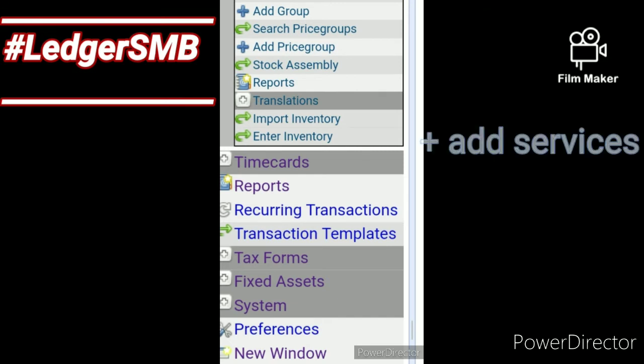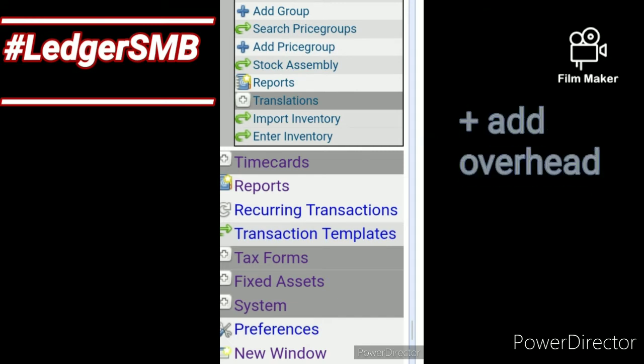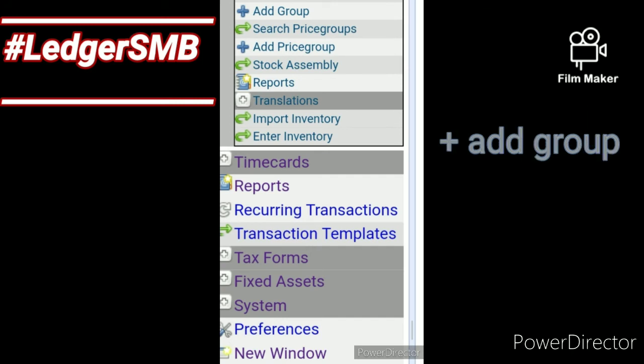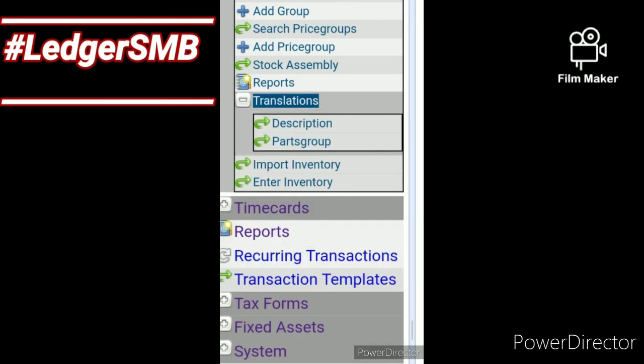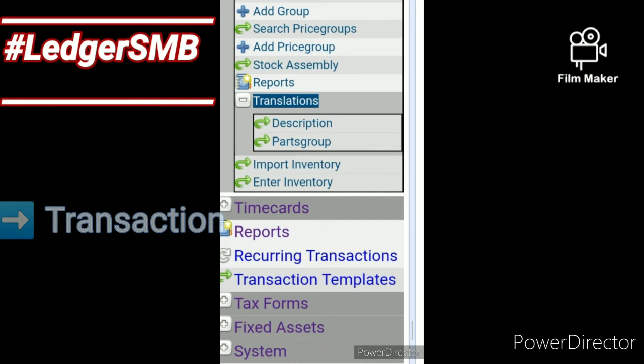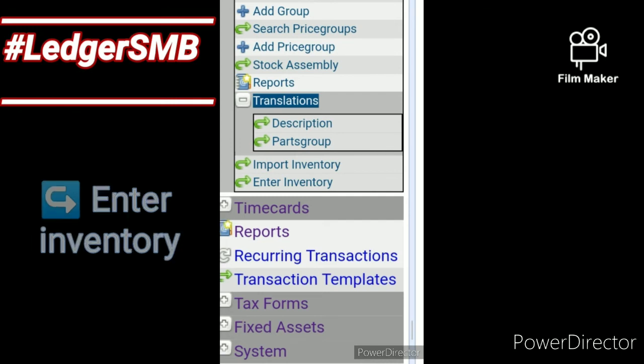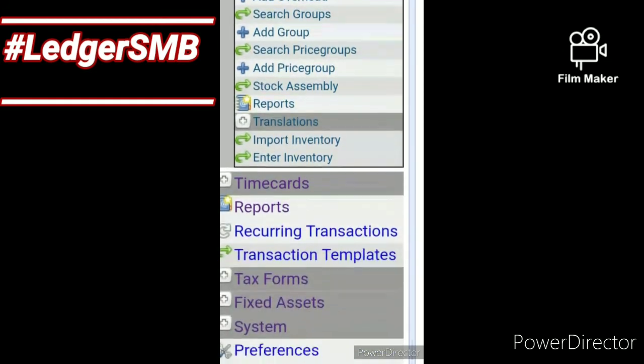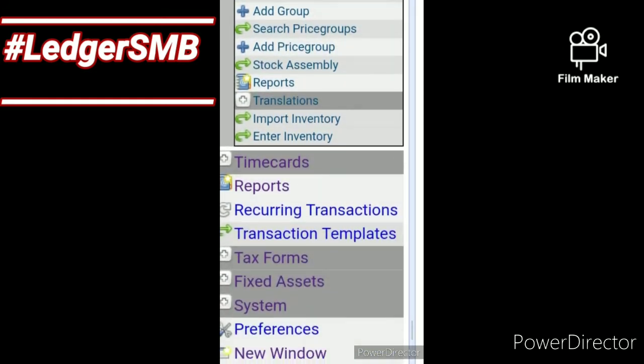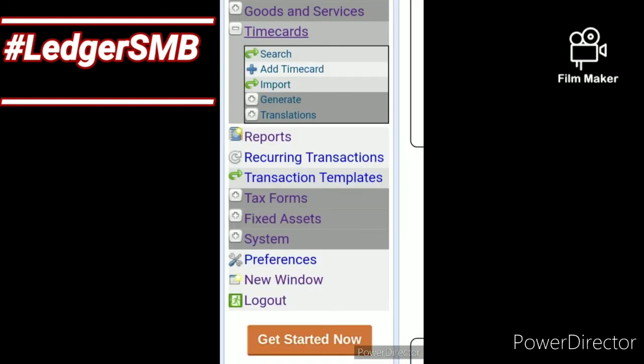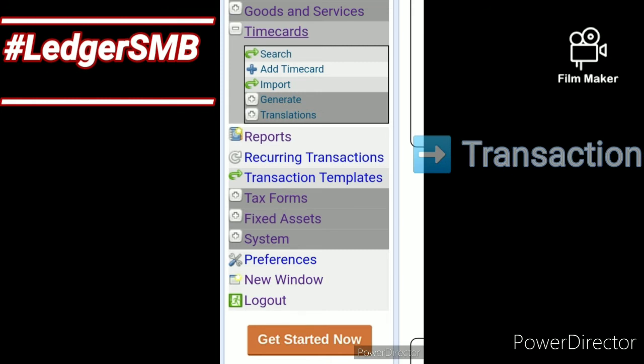The categories of goods and services are add item, add services, add assembly, add overhead, search groups, add group, price group search, add group, and stock meeting reports, transactions, import inventory, and enter inventory. These modules are used to manage day-to-day business activities such as accounting, procurement, project management, risk management, compliance, and supply chain operations.